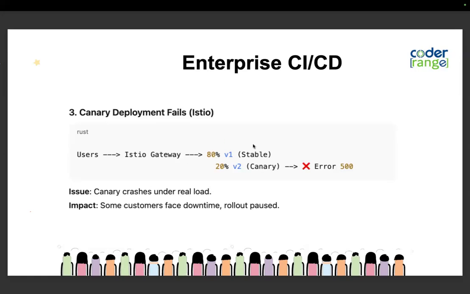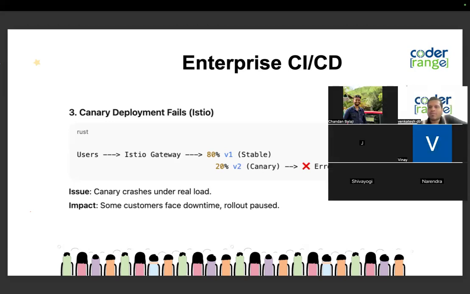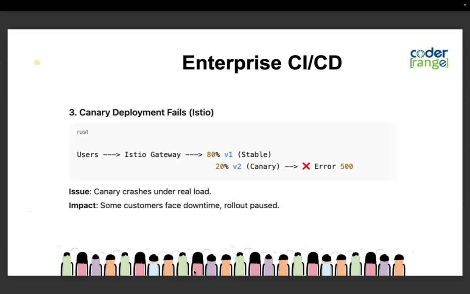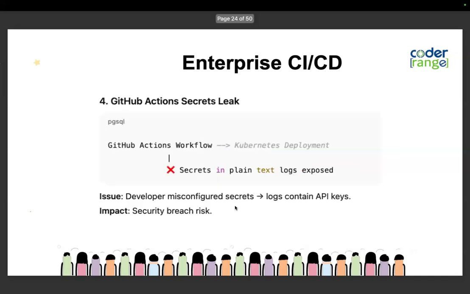And this immediate rollback also should happen very fast. We cannot say we'll roll back to the previous version after 1 hour or 2 hours. We have to roll back within 5 minutes or 2 minutes so that we don't cause a lot of damage in real production, right? This is the main thing, the deployment failing. Customers facing downtime is the main real-time production issue.